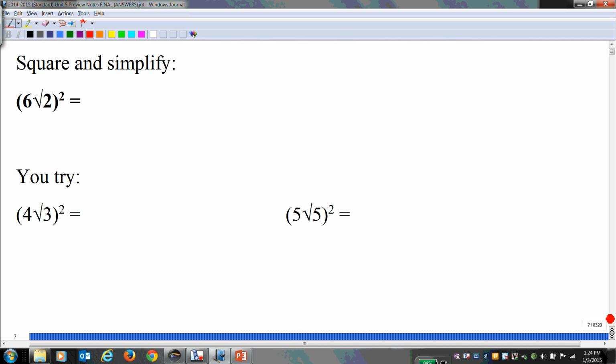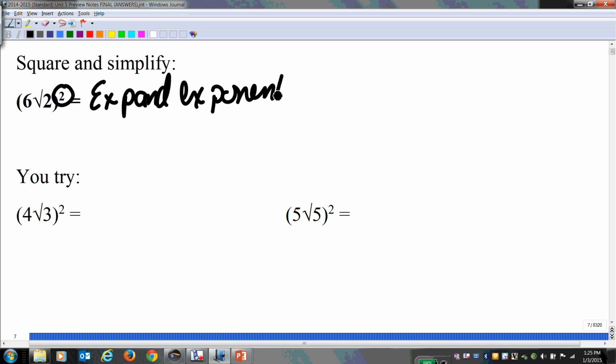Now we're going to talk about squaring and simplifying. 6 root 2 squared means this. We always expand exponents. Always, always, always. That means we spell it out. So 6 root 2 squared means we're doing 6 root 2 times 6 root 2.